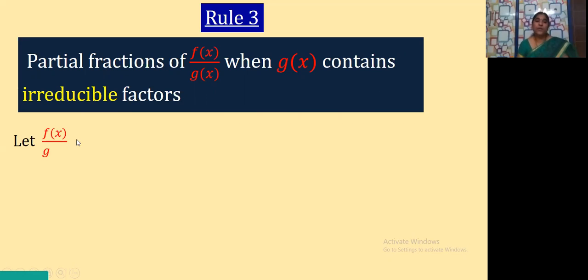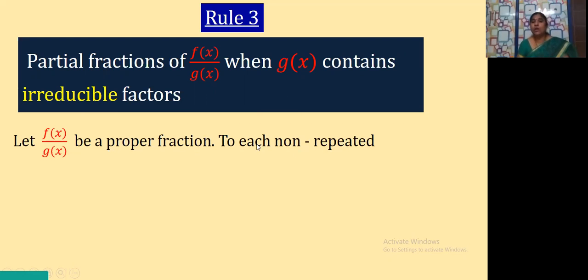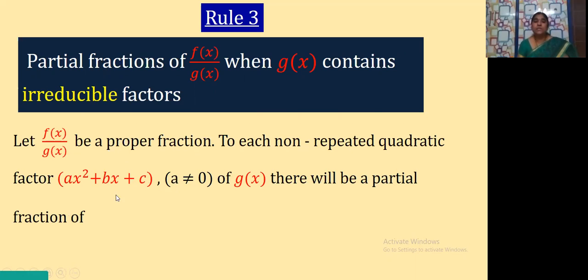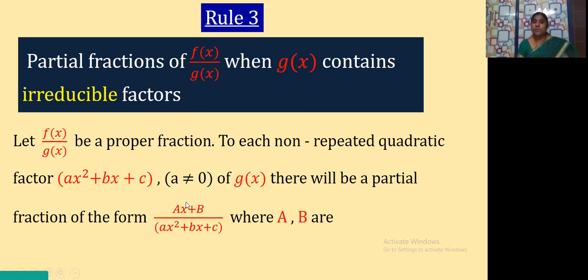Let f of x by g of x be a proper fraction. To each non-repeated quadratic factor ax square plus bx plus c, where a is not equal to 0, of g of x, there will be a partial fraction of the form ax plus b by ax square plus bx plus c, where a and b are the real numbers to be determined. Is it clear, children?